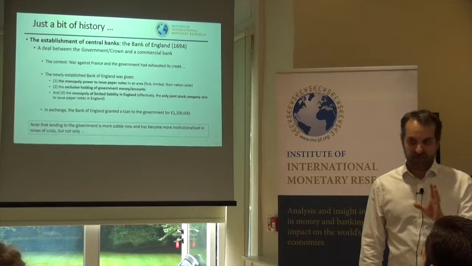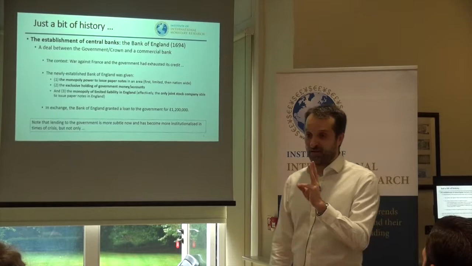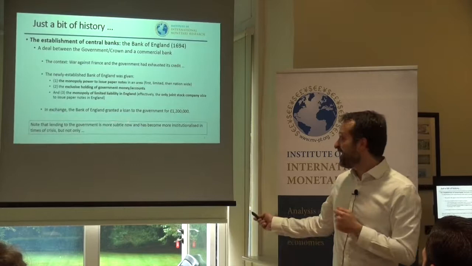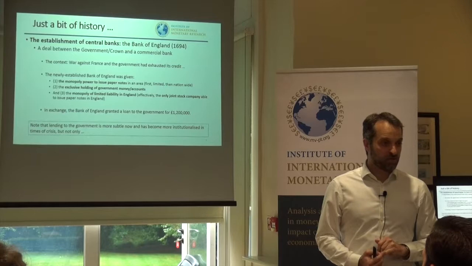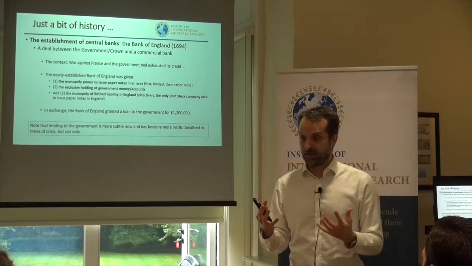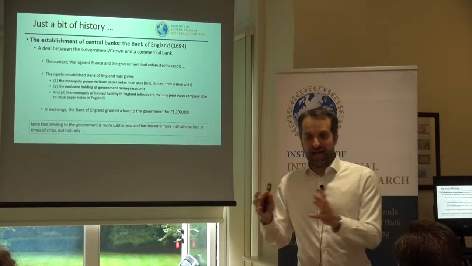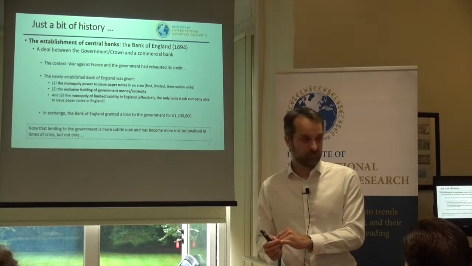That's very, very important. All right? The three privileges were given to the Bank of England at the time in exchange of what? In exchange of a loan of more than £1 million at the time to the government to pay for their war expenses. So indeed, it was a contract between two parties. One party in need of money, the government, and the other party, a profit-maximizing central bank, well, commercial bank at the time. All right? That was how the deal was made.